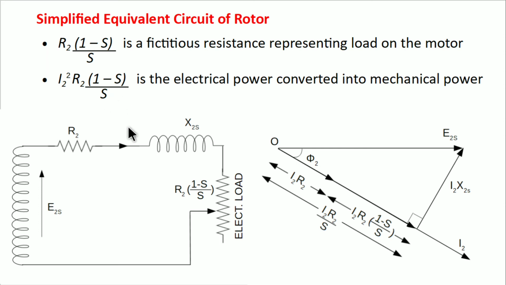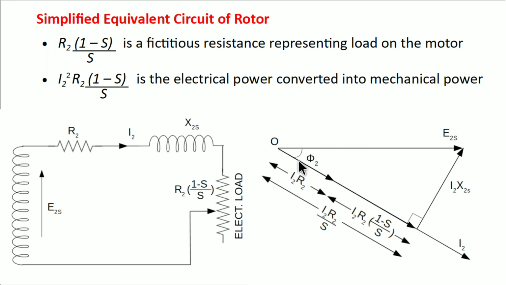This is regarding the simplified equivalent circuit of the rotor. So we have the EMF induced in the rotor, rotor resistance, rotor reactance, and one fictitious resistance we have found, which represents the electrical power converted into mechanical power. Now let us draw the phasor diagram of this circuit.